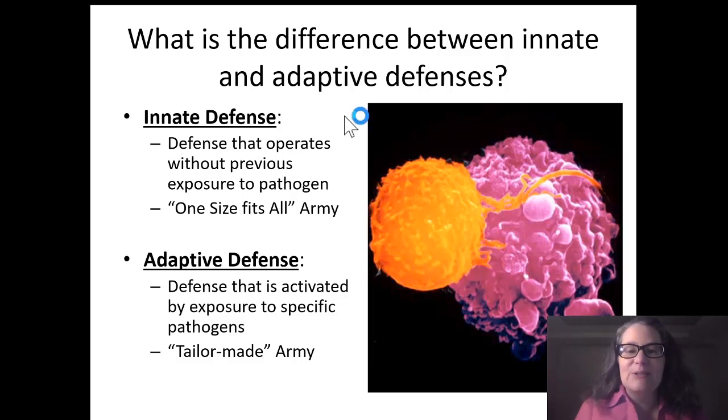Good morning, Biology 102. Today we're talking about the immune system and the lymphatic system. Both of these systems help protect you from diseases.